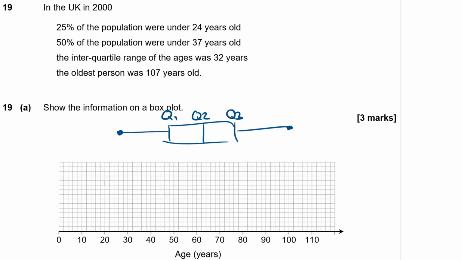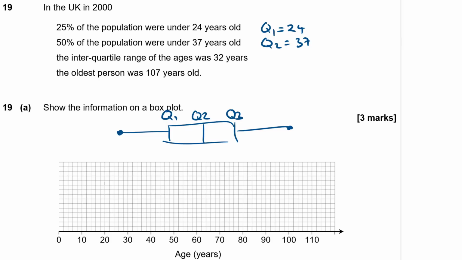25% of the population are under 24 years old. Now 25% of the way through a population is going to be the lower quartile. So this is actually giving us Q1. So Q1 is 24. 50% of the population were under 37 years old. So halfway through the population is our median. So actually they're giving us Q2 there. That's 37.